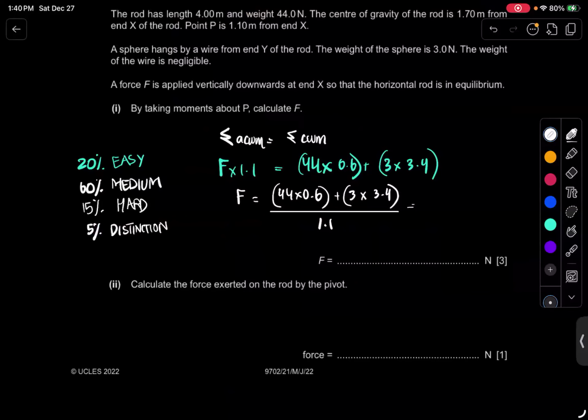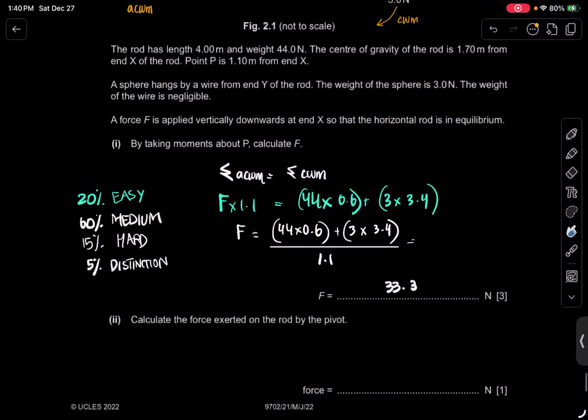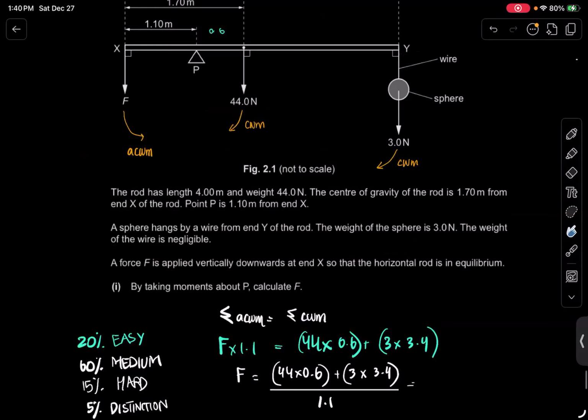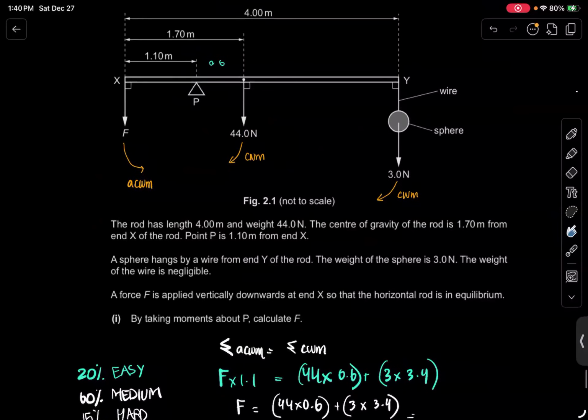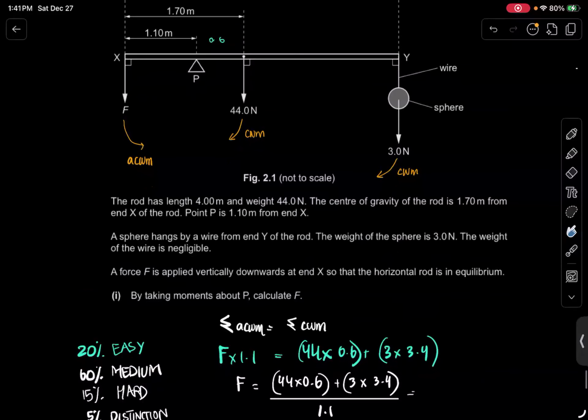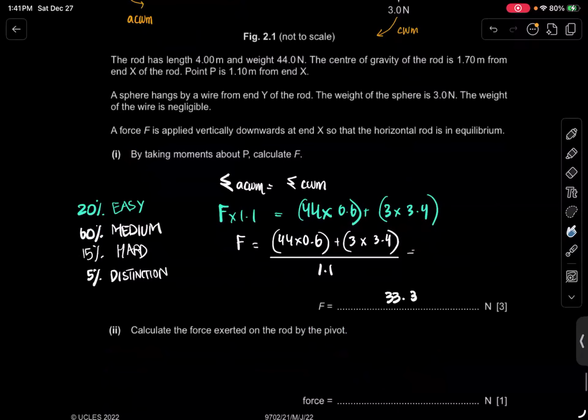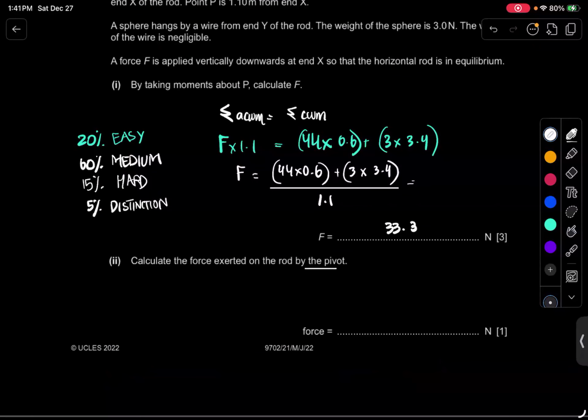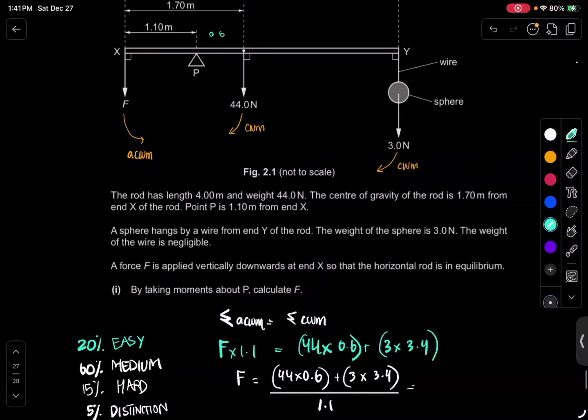Okay. Let's see. So that was 44 into 0.6 plus 3 into 3.34, 3.4 over 1.1. So 33.3. By taking moments about P, calculate F, right? That was the question. 44 into 0.6 and, oh wait, 1 second. F is 1.1. Yep, it is 1.1. Okay. Calculate the force exerted on the rod by the pivot. On the rod, by the pivot.